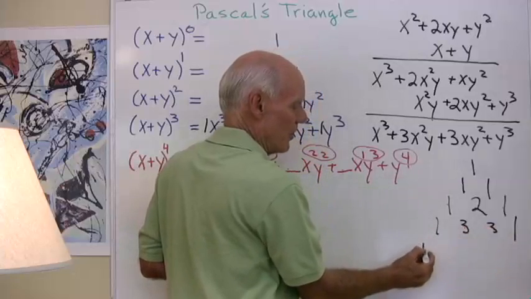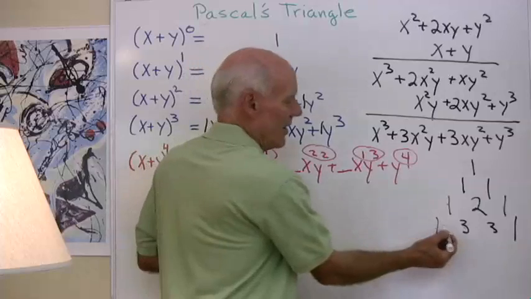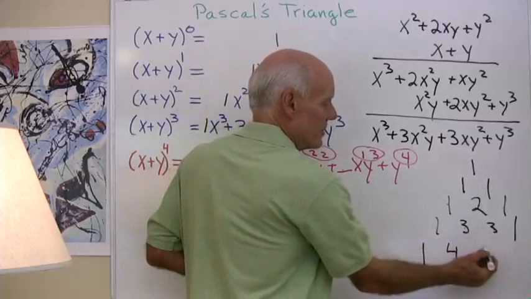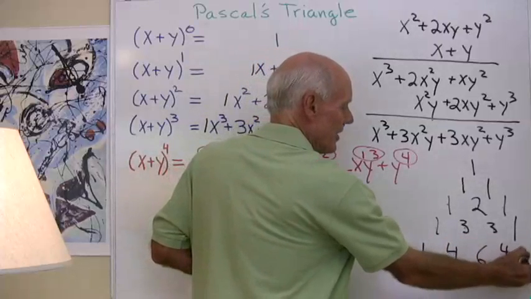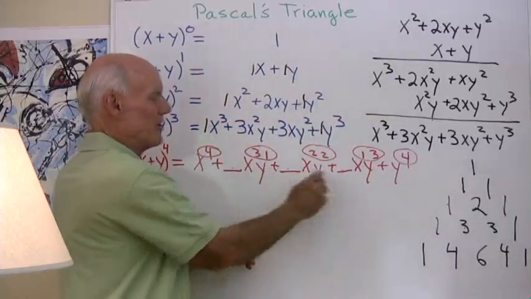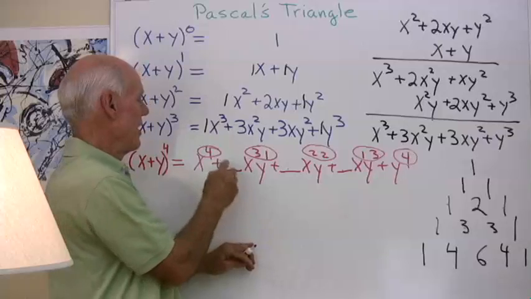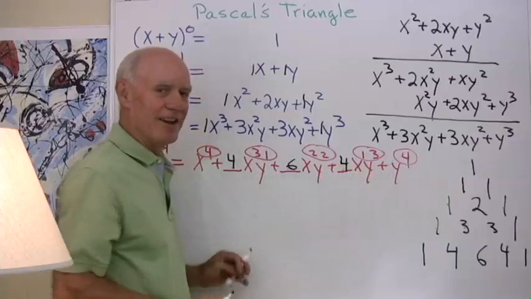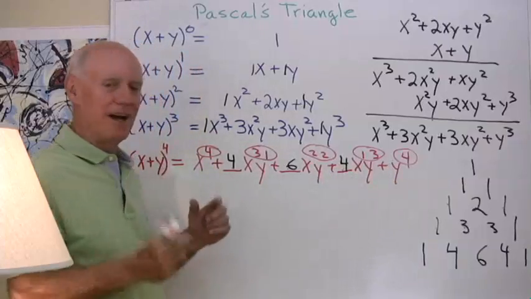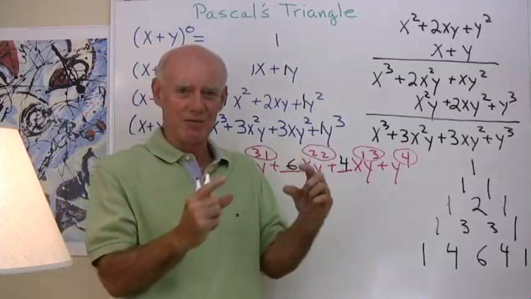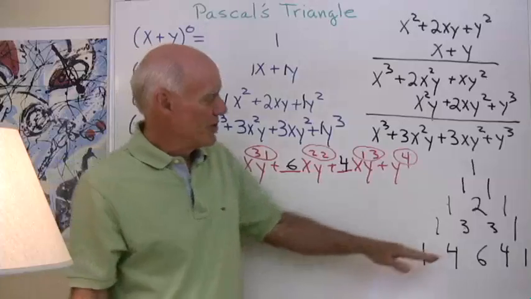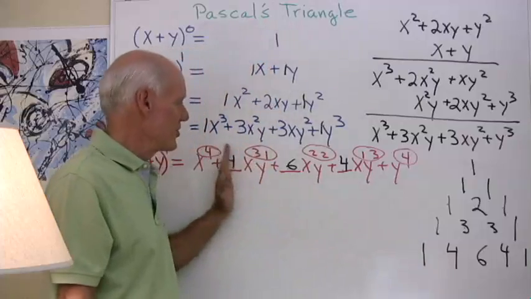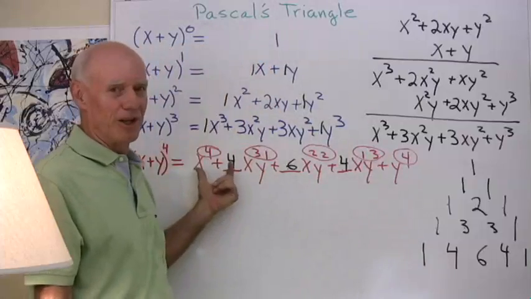It always starts with a 1, so I'm going to get a 1. I'll add these two to get this one, I'll add these two to get this one, those two, and then it ends in a 1. So my coefficients right here for this line happen to be 1, 4, 6, 4, 1. And that's exactly what you'll get if you multiply x plus y times x plus y times x plus y times x plus y. So this right here is called Pascal's triangle, and it's what we use to find these coefficients in this binomial expansion.